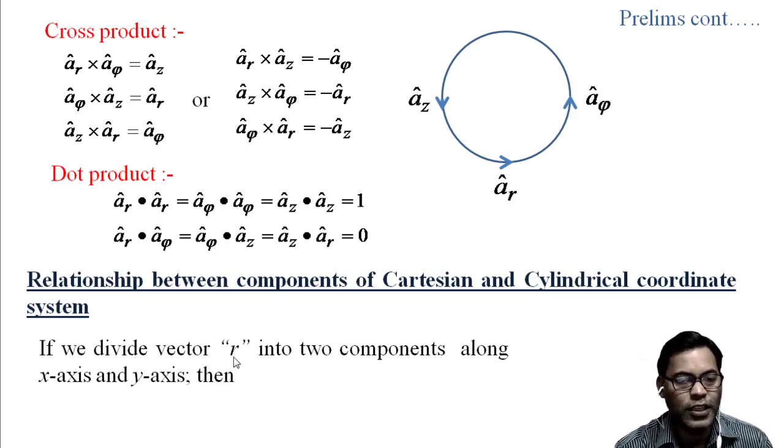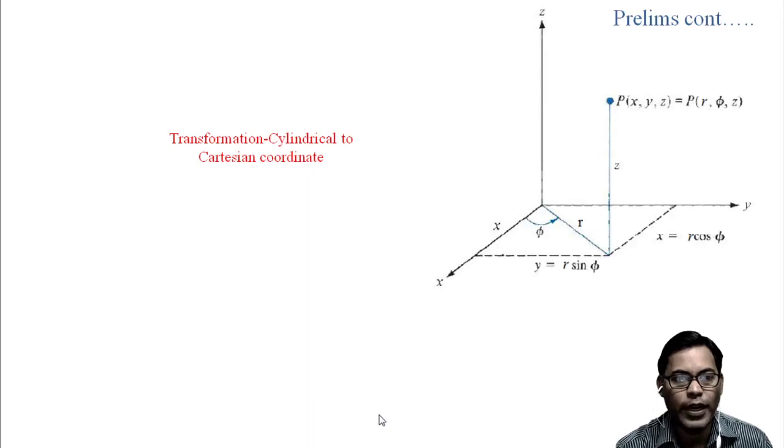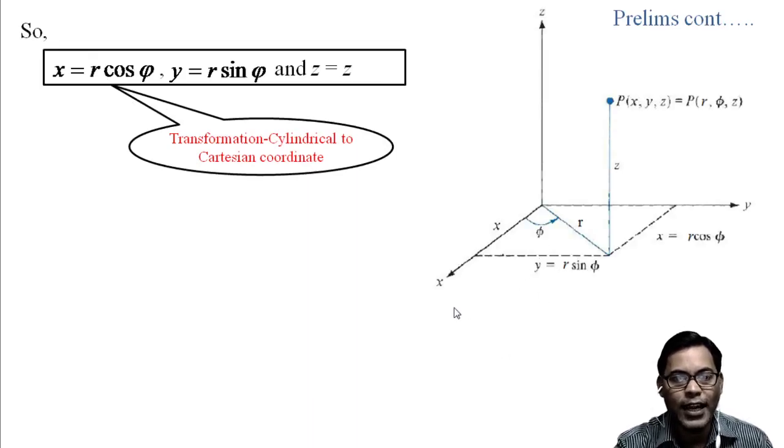Here we are going to consider the vector r, which is decomposed or resolved into two axes, that is x and y. Then what we will get, x equals r cos phi and y equals r sin phi. Let us see how we are getting that. Here you can see that x, y, z is the Cartesian coordinate system. On that coordinate system, we have taken a point P, which is a function of x, y, z. And this point P also can be represented in terms of the cylindrical coordinate system, that is P is a function of r, phi and z.